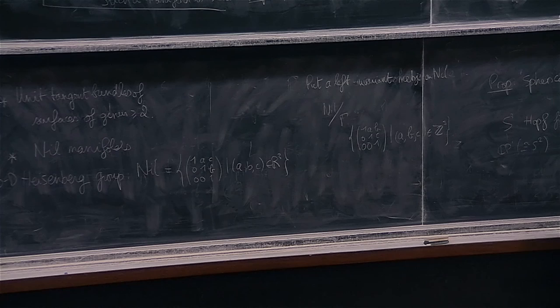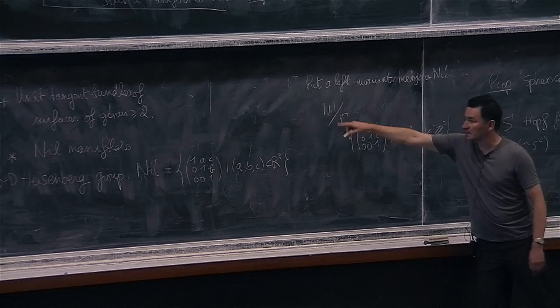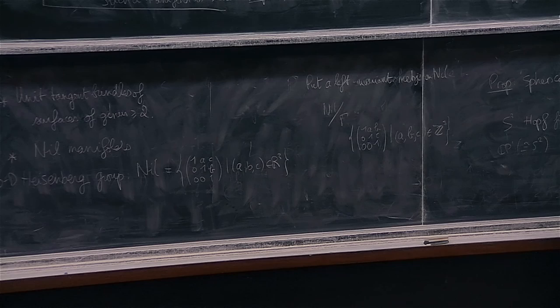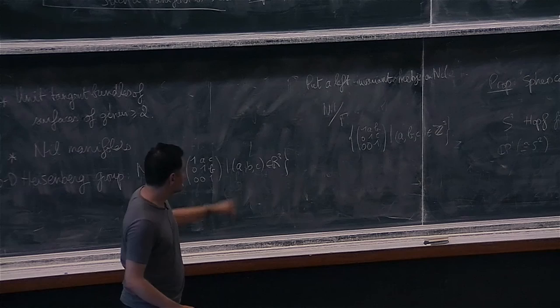So the group nil acts on itself by left multiplication, by isometries, because I put a left invariant metric. And so in particular, this is a group of isometries. You can check that it's discrete, that it acts freely, that it's co-compact. So it will give a closed three manifold. And it turns out that this manifold is Seifert-fibered.